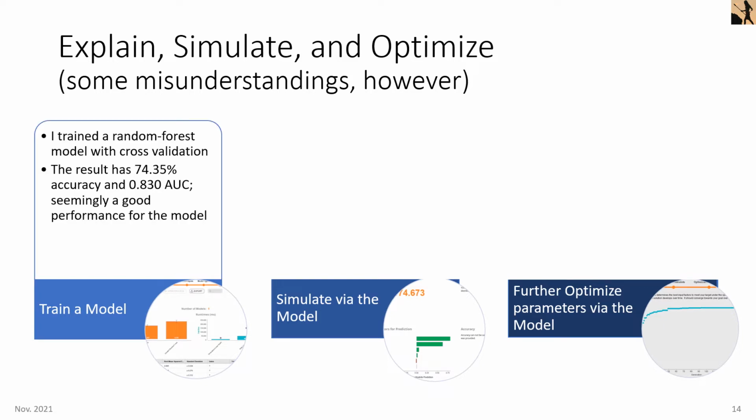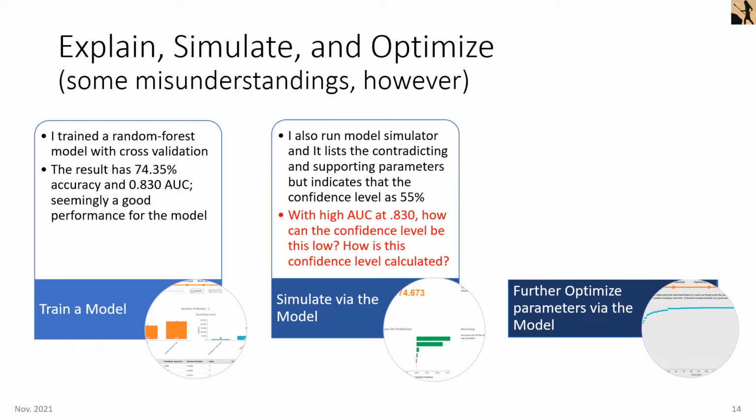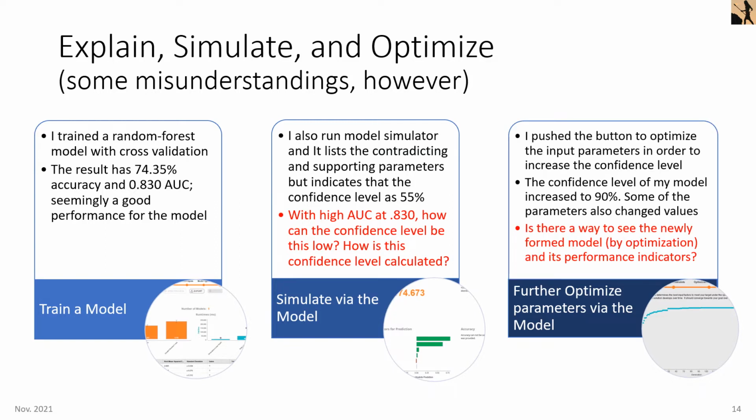Say, I trained a model which is relatively good, but the user did not have the notion that this is actually after training. So he simulated that, and the confidence level at a particular set of attribute values actually dropped down to 55. So the user is confused, asking why a good model would turn out with such a low confidence.